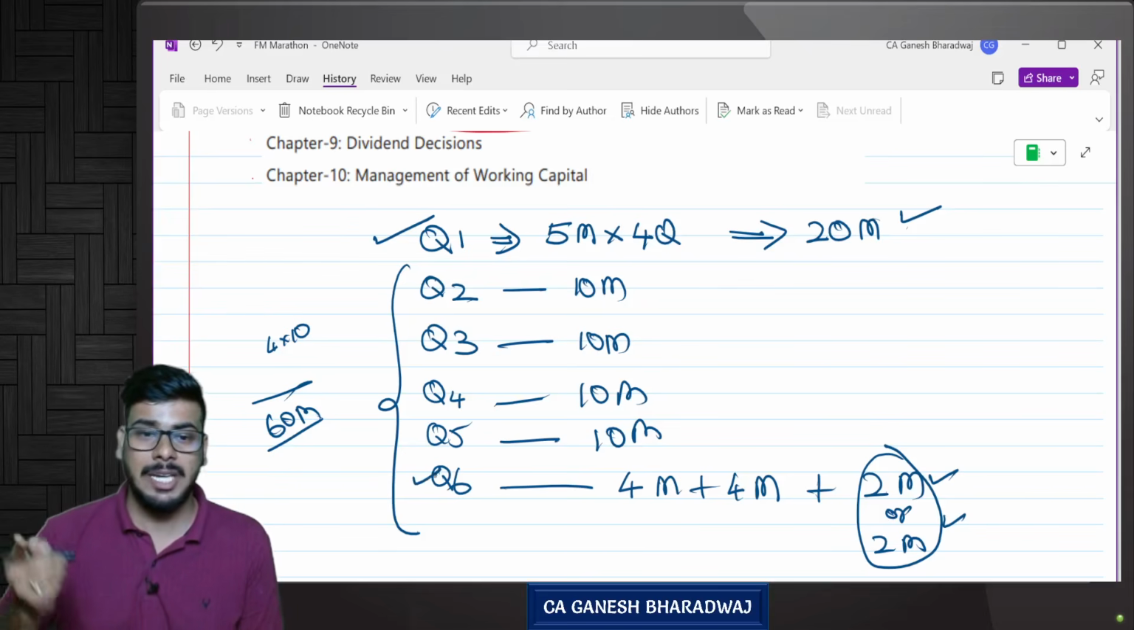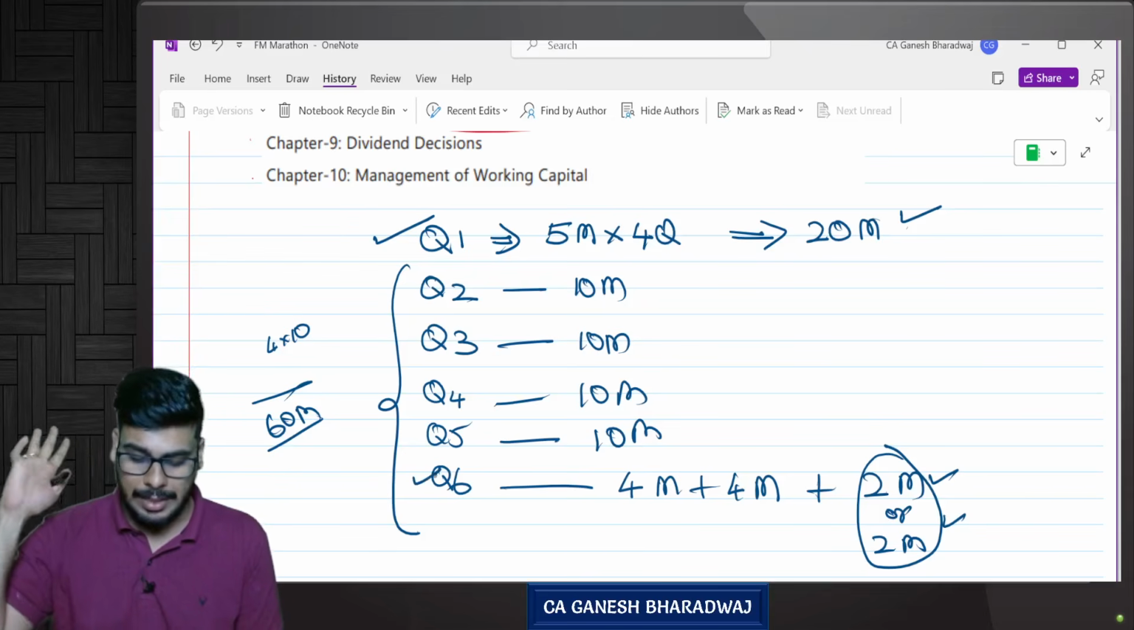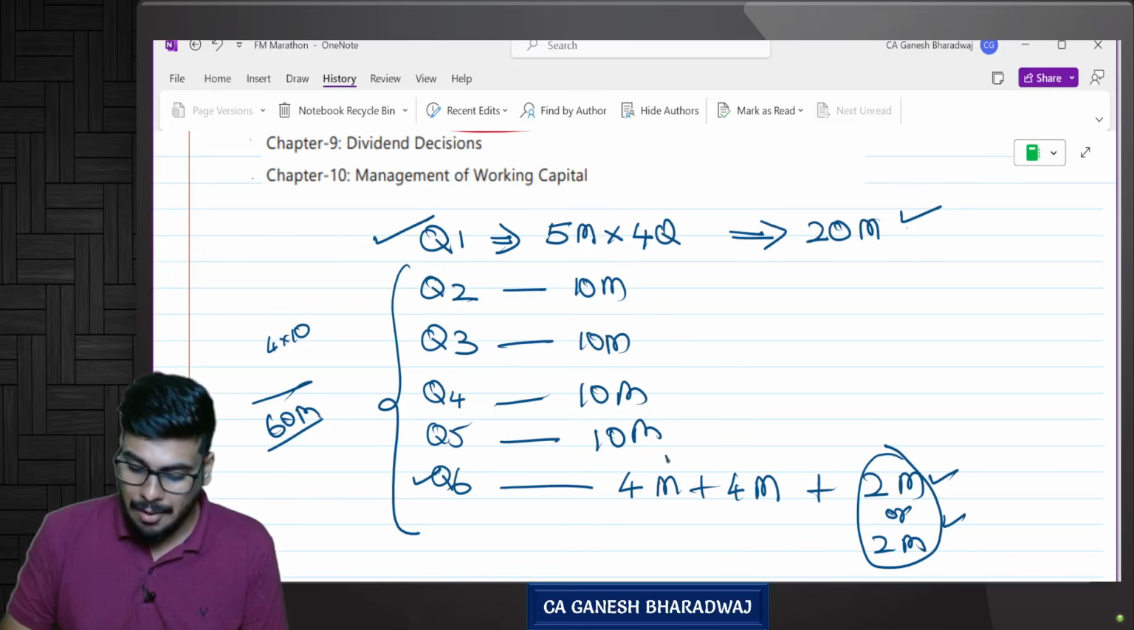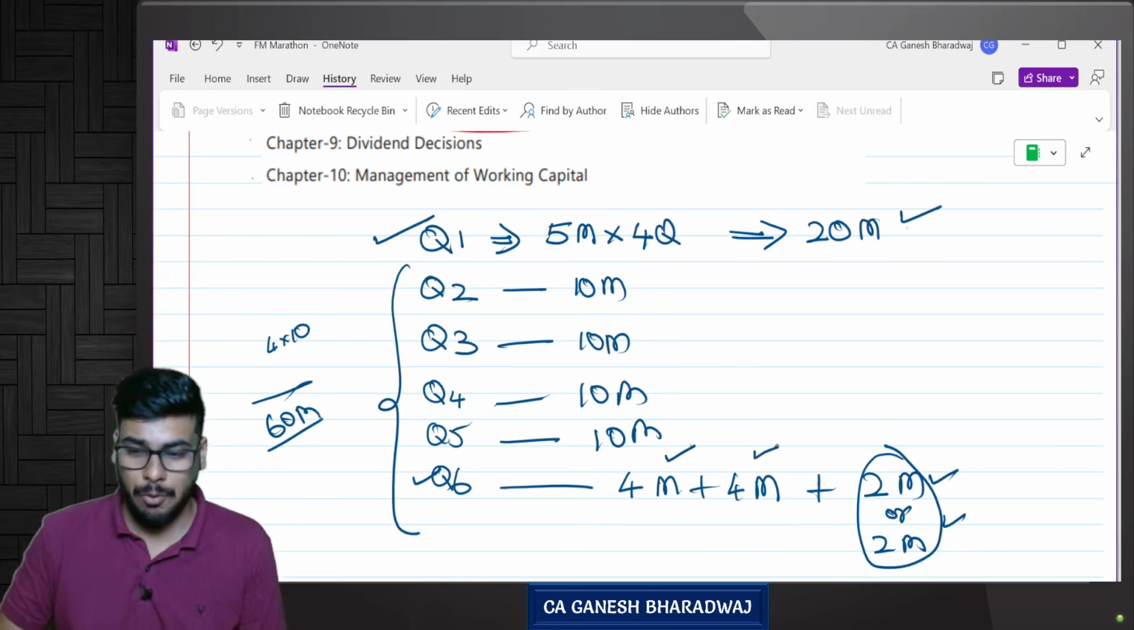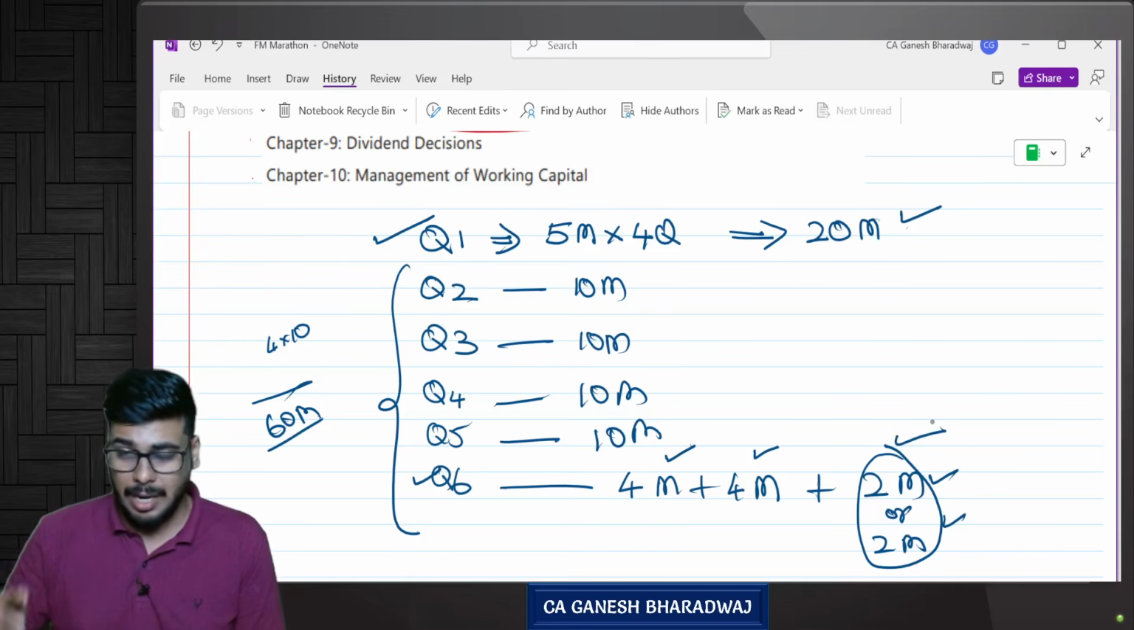And generally, question number 6 is a theory question, where you have one 4-mark question, another 4-mark question, and another 2-mark question.